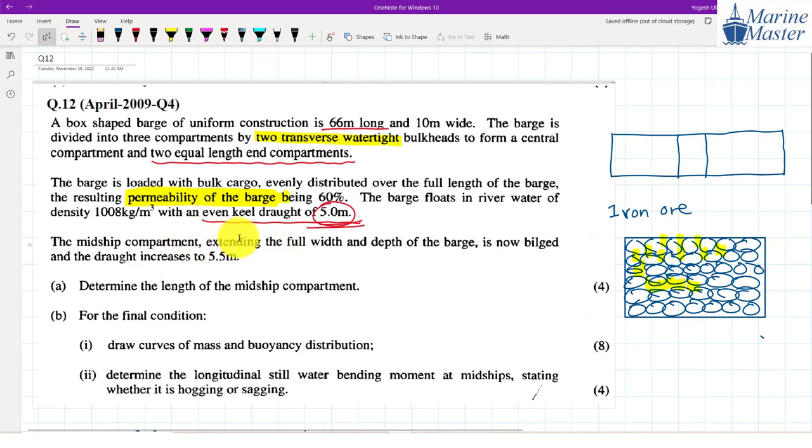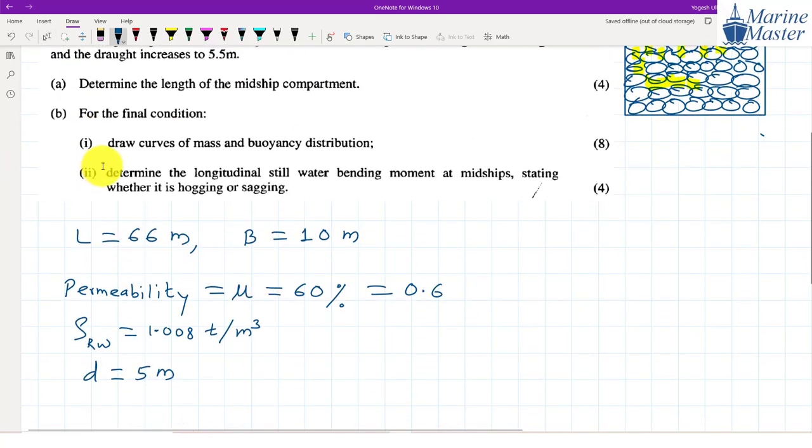Now what is the meaning of the midship compartment extending the full width? And the depth of the barge? Now guys, just try to understand. I am going to draw a 3-dimensional view so that you will get a proper understanding.